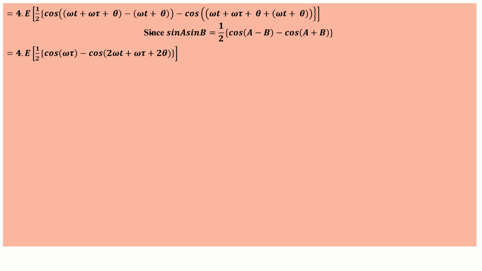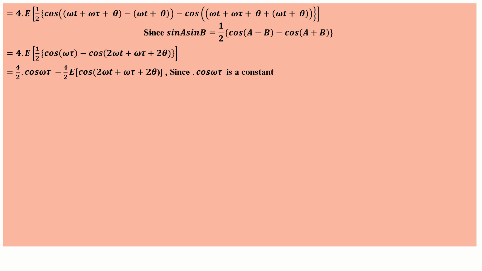a is nothing but omega t plus omega tau plus theta, and b is equal to omega t plus theta. So 1 by 2 cos omega t plus omega tau plus theta minus omega t minus theta. We are bringing the minus inside, so in the first bracket omega t and theta get cancelled. The second one, minus cos a plus b: omega t plus omega tau plus theta plus omega t plus theta, so 2 omega t plus omega tau plus 2 theta. So we get 4 by 2, the expected value of cos omega tau minus cos 2 omega t plus omega tau plus 2 theta.